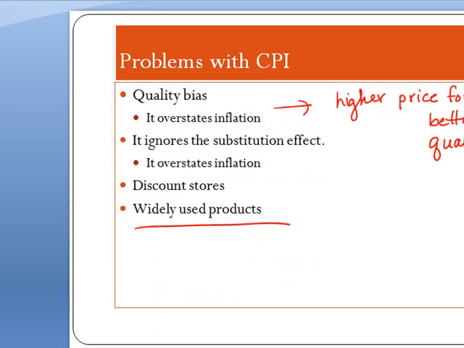We do see some problems with the CPI. We see a few biases, some things that actually overstate inflation. One is quality bias, where if I'm going to pay a higher price for something, it may be because it's better quality. It ignores the substitution effect, that I can buy a generic instead of Pepsi or Coke. It ignores what discount stores do, and the products that are measured in the CPI are often only widely used products. So if a small number of people are using a product, it doesn't make it into this basket of goods and services. So this is an introduction to what real terms mean.